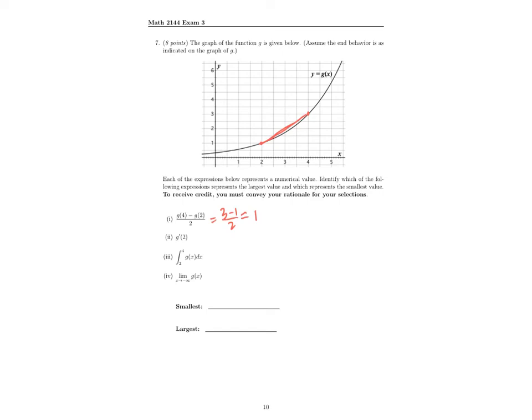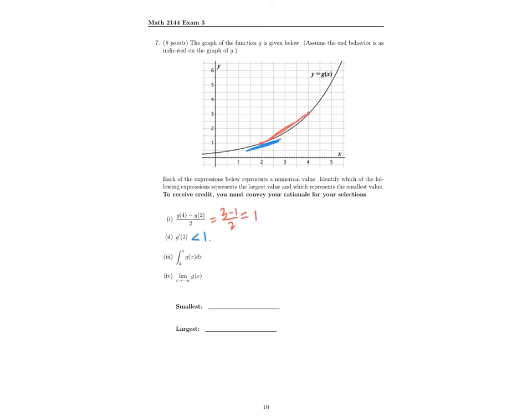Okay, and what is g prime of 2? Well, g prime of 2 is this slope. So I don't really need to compute that slope necessarily, but I can note that it's less than that red slope. It's less steep, and they're both positive. So this is less than 1.